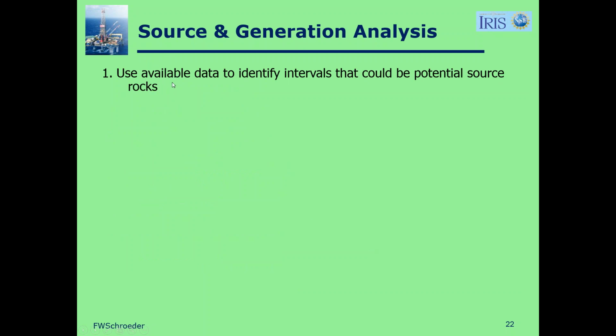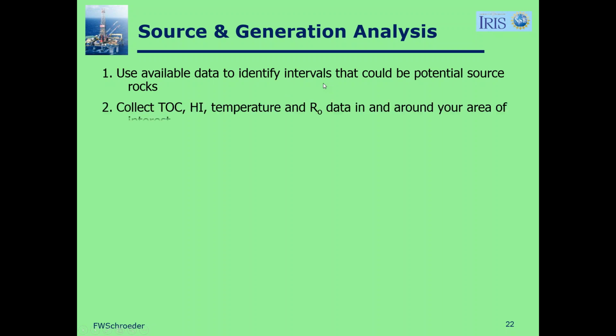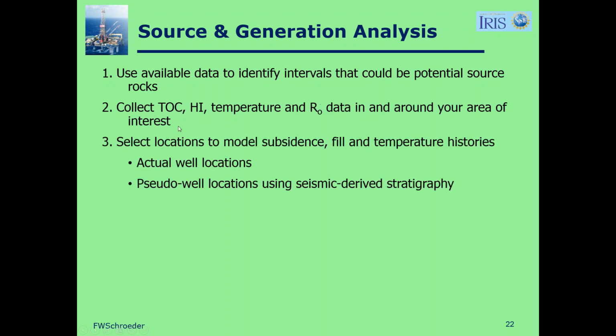So what we'll do is we'll look at the available data and try to identify intervals that could be potential source rocks that have good total organic carbon and hydrogen index values. We can collect TOC, HI, temperature, and vitrinite reflectance data in and around our area of interest so that we can calibrate our models and then calculate how much hydrocarbons should be generated.